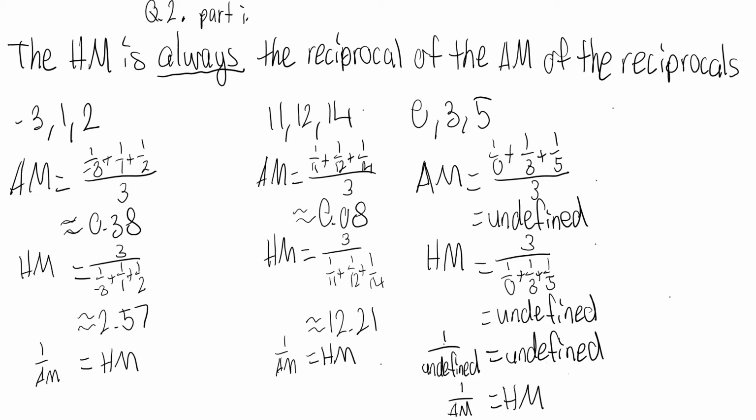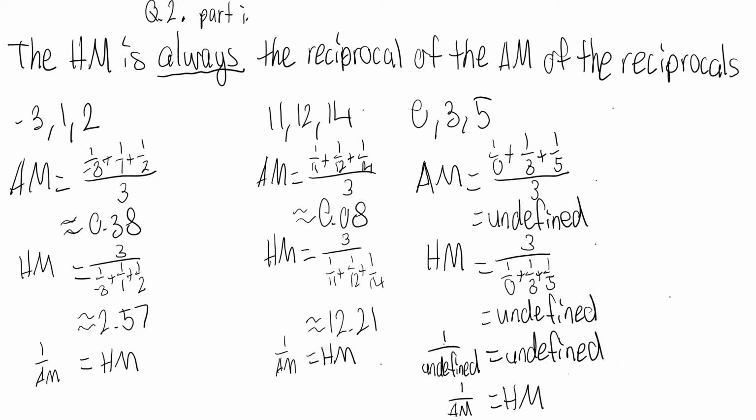I stress always because that's a for all statement. It means that one counterexample will mean that it's false. So using three lots of numerical values, you can see that for -3, 1, and 2, the arithmetic mean equals about 0.38 and the harmonic mean about 2.57. Those values do match with what the statement wants. 1 on 0.38 does equal 2.57.